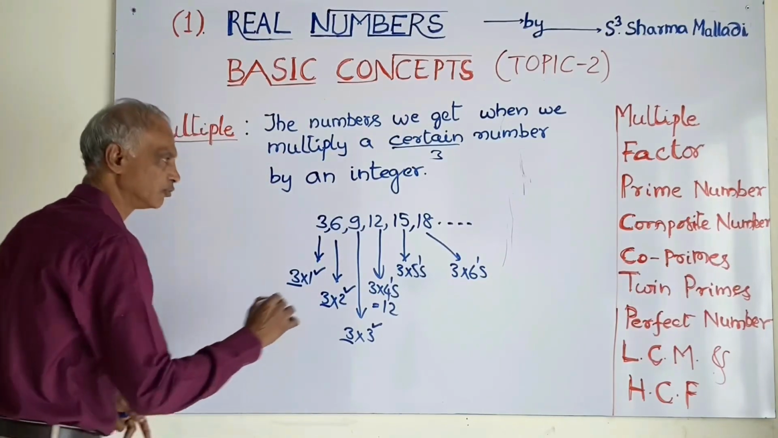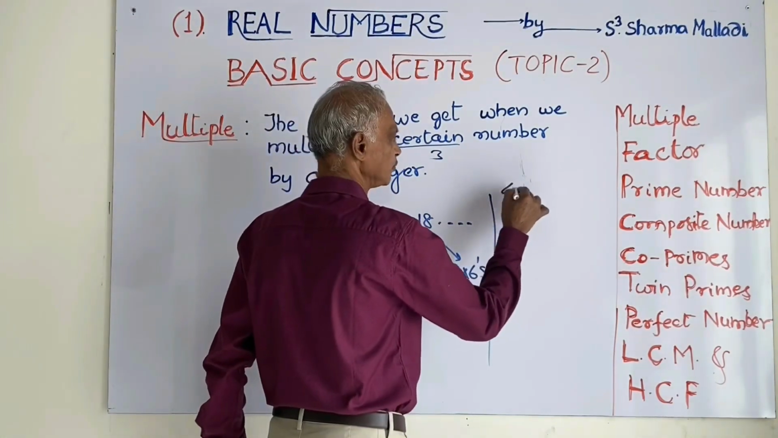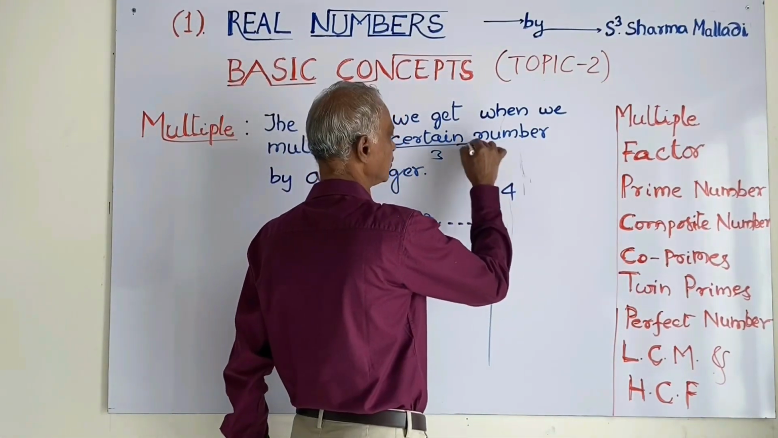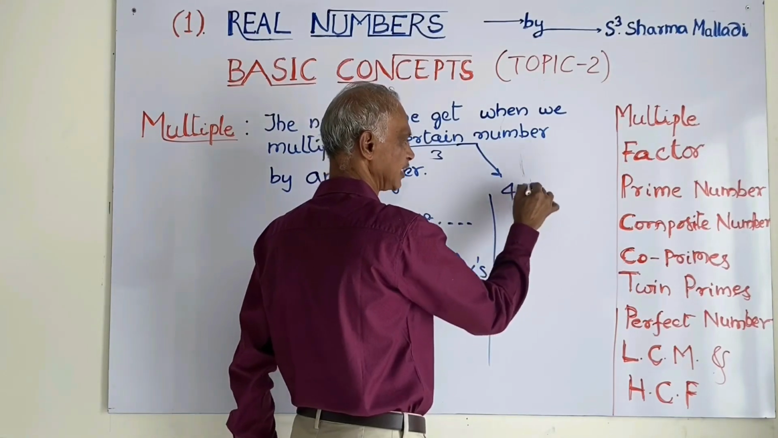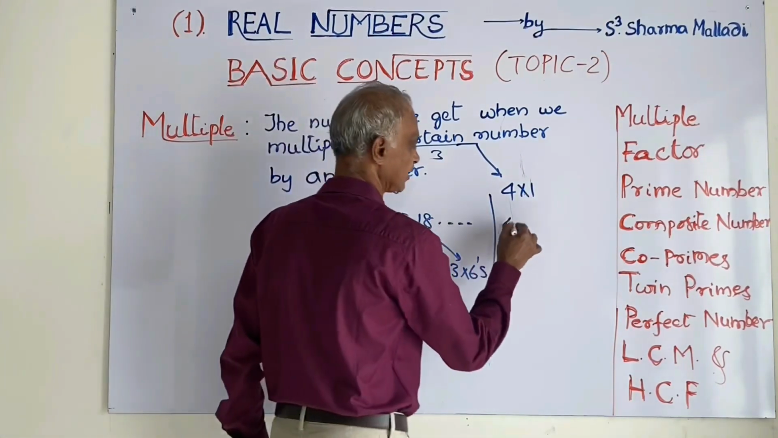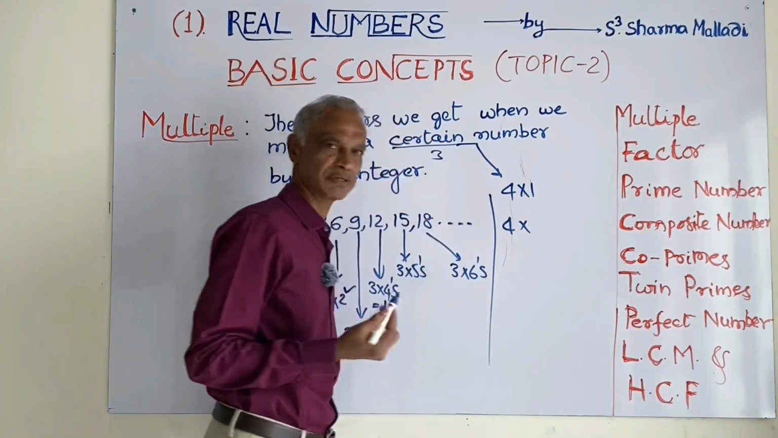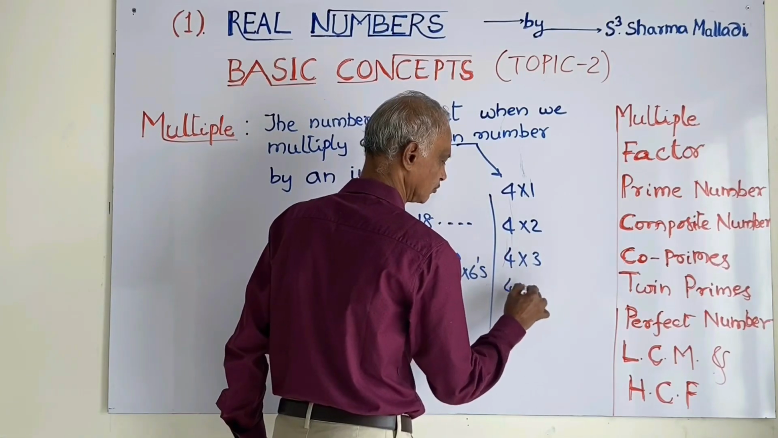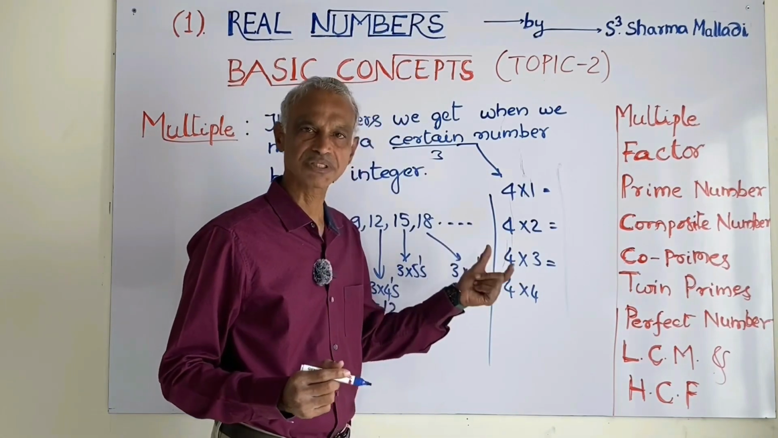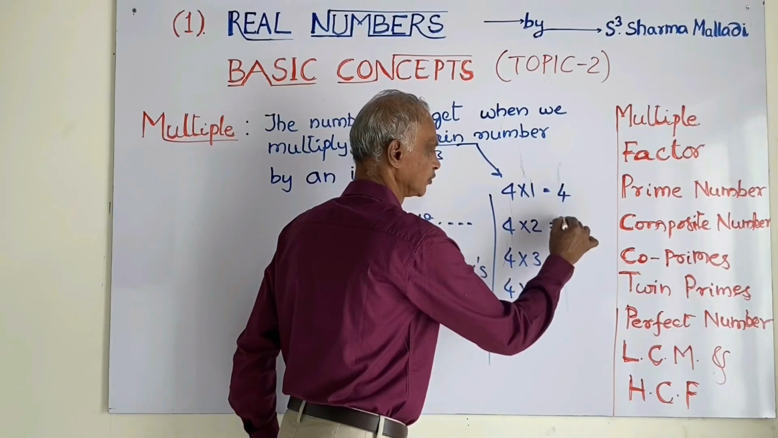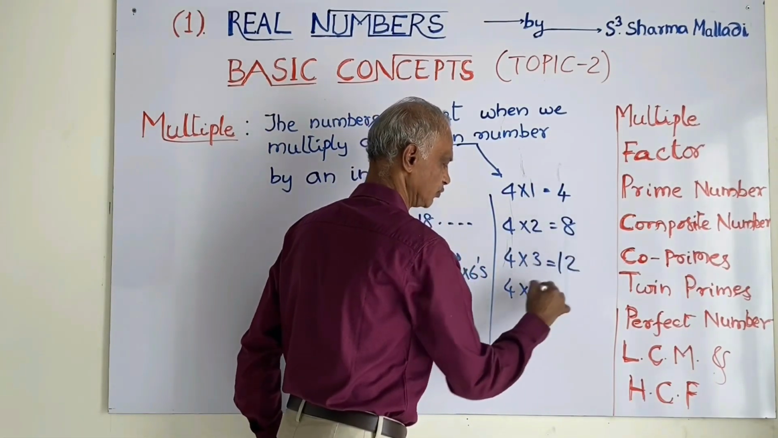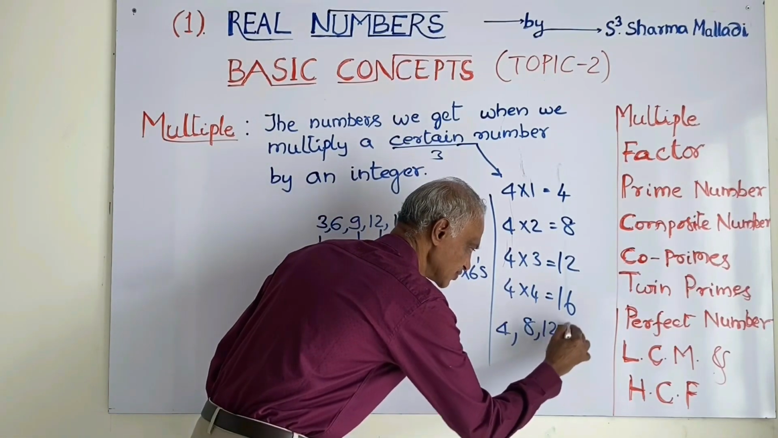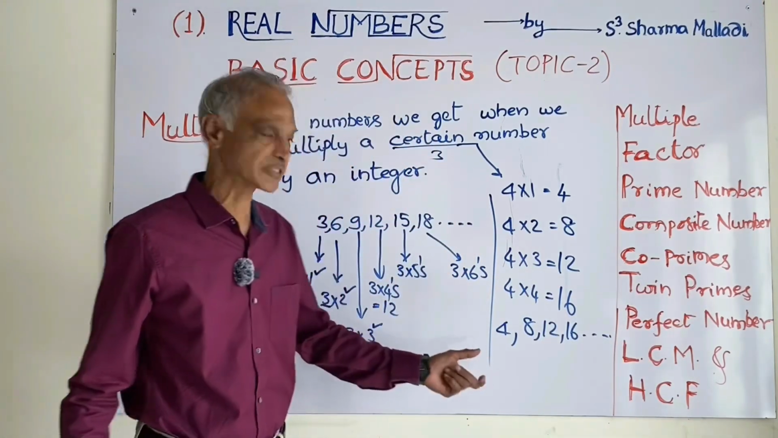Let us suppose you take 4. How will you get multiples? The certain number here is 4. If you multiply it with an integer, you will get multiples of 4. 4 ones are 4, 4 twos are 8, 4 threes are 12, 4 fours are 16, like this. 4, 8, 12, 16 and so on are the multiples of 4.